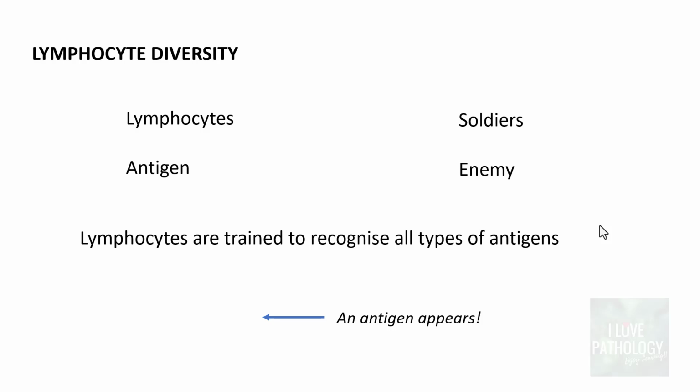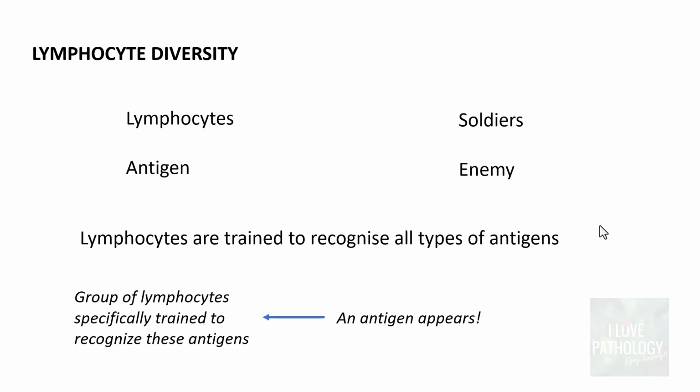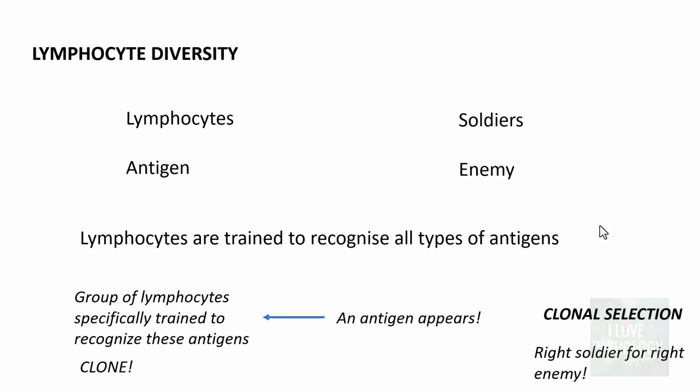Imagine a situation where the antigen appears. Then a group of lymphocytes which are specifically trained to recognize this particular antigen come together, and this group of lymphocytes is referred to as a clone. And this is what we mean by clonal selection. Now, what is clonal selection? It is basically the right soldier for the right enemy, a right clone of lymphocytes which can act against that particular antigen.